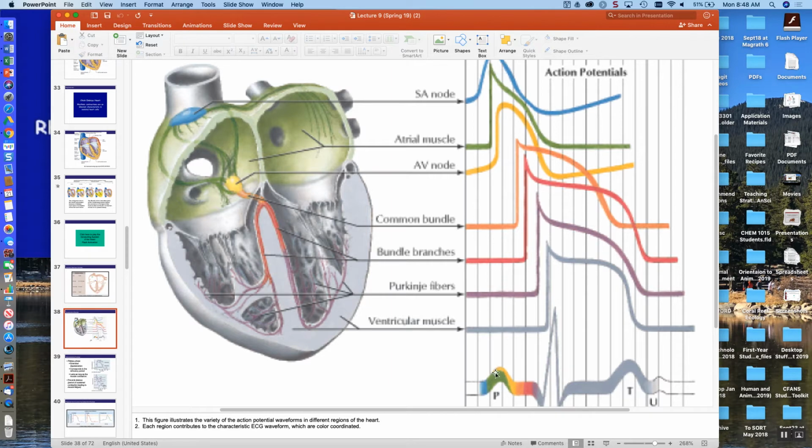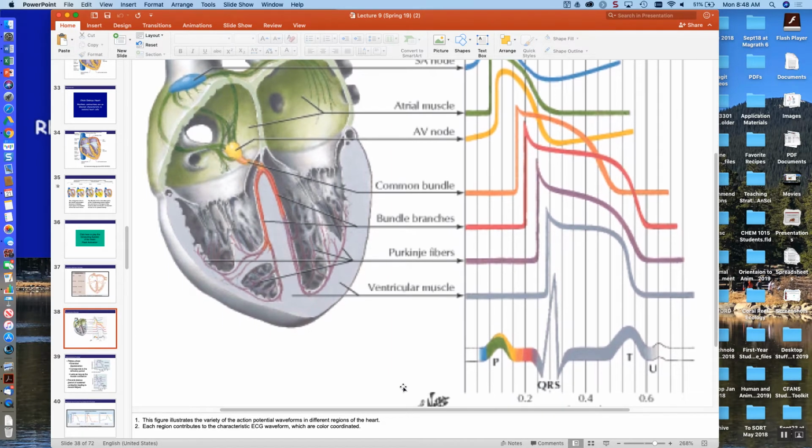The AV node is the yellow part here. So the ECG is looking at the heart as a whole as the action potentials sweep from cell to cell to cell. You're pulling back and you're seeing how all those action potentials sweep through the entire heart. So the P wave is actually atrial depolarization.